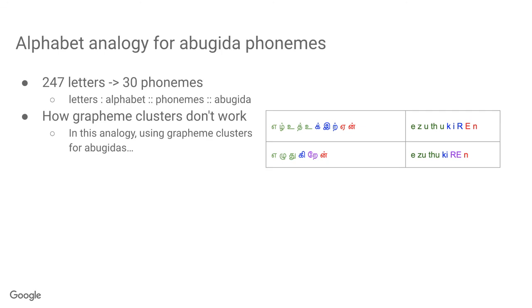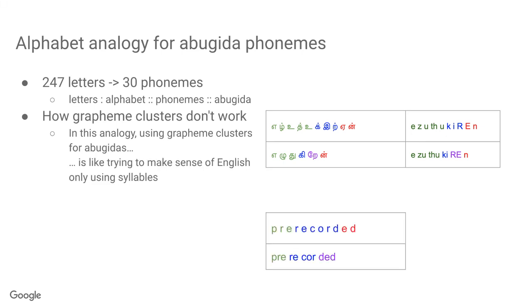They're not as useful. Because in this analogy, using grapheme clusters for abugidas is sort of like trying to make sense of English only using syllables. So for the word pre-recorded, we can see PRE is the prefix, record is the root, and ED indicates a past tense. But if I could only look at the word in terms of syllables, I would have pre, re, core, dead. And that isn't quite useful, and there's an overlap of information.